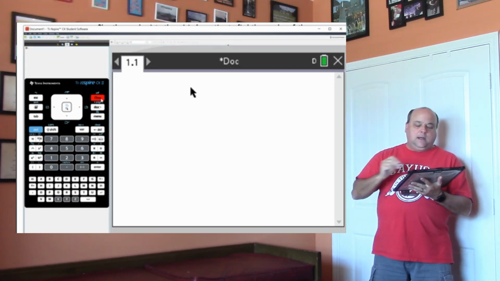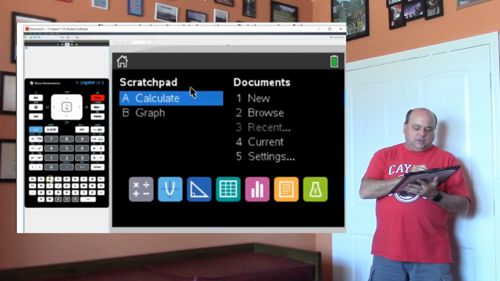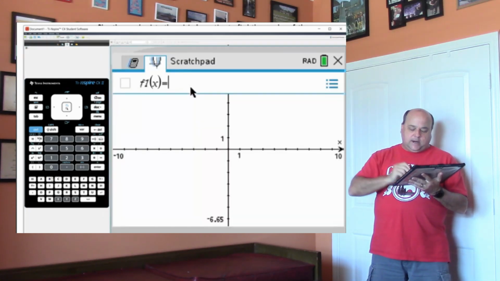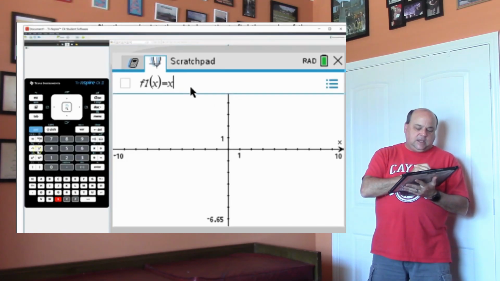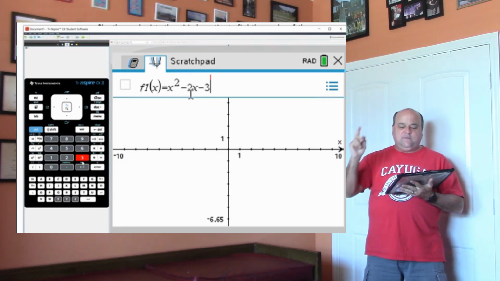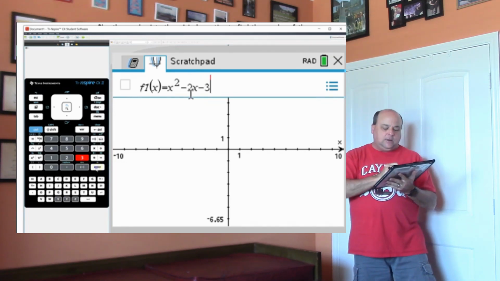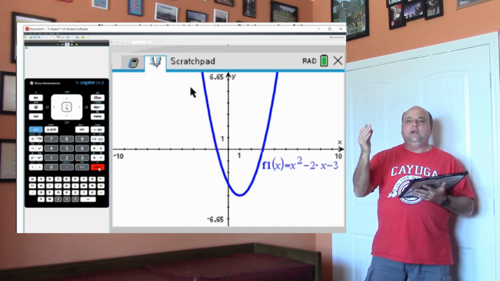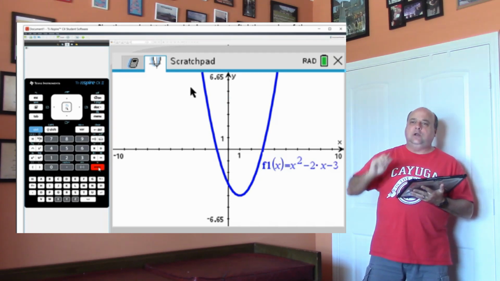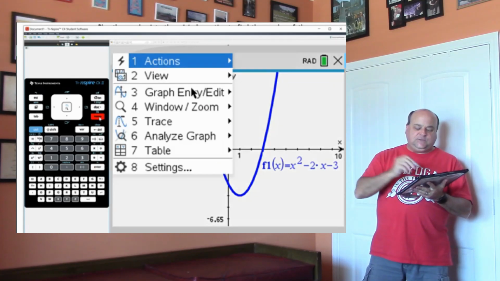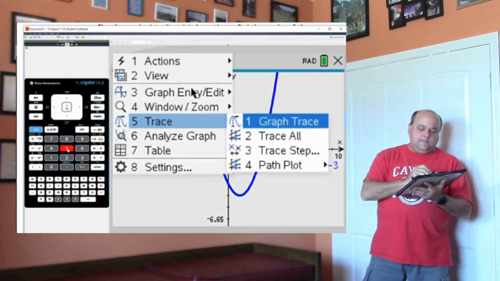So I'm going to go to the home button. I'm going to click graph, which is B. And then I have my F1x there, so I can go ahead and graph x squared minus 2x minus 3. So x, hit the x squared button, minus 2x minus 3. So I have x squared minus 2x minus 3, hit enter. And I want to trace to the bottom of the graph on this. So I'm going to go to graph trace, hit the right arrow button until I get to the bottom. Okay, so hit menu, trace is 5, graph trace is 1.